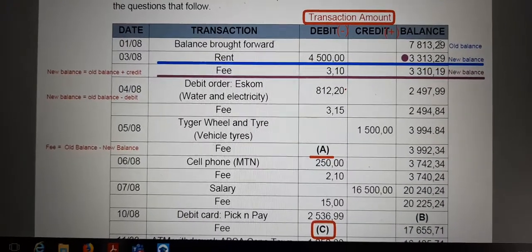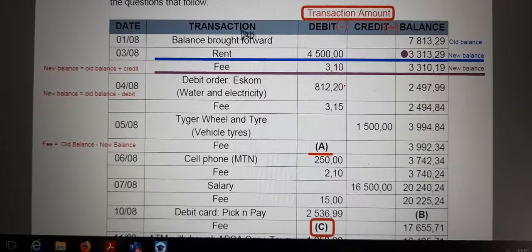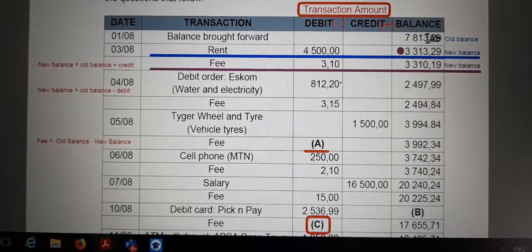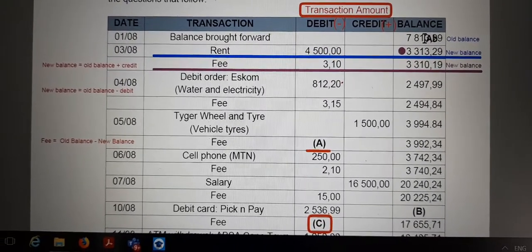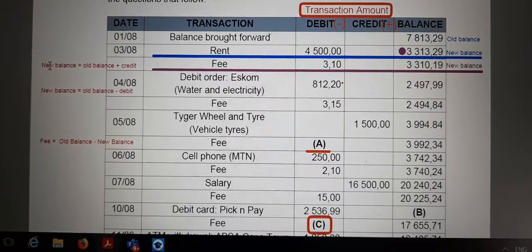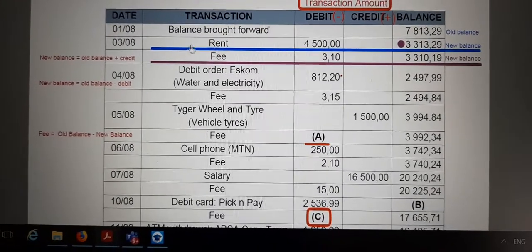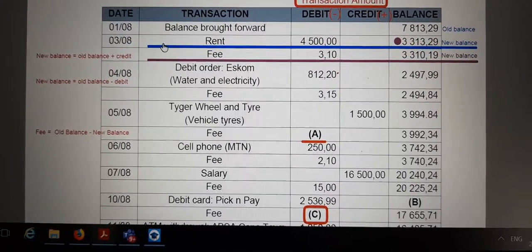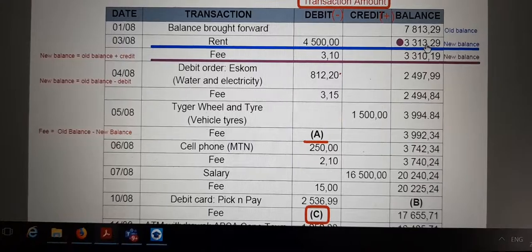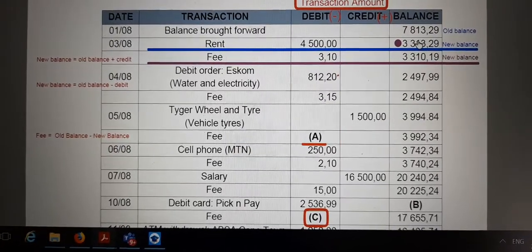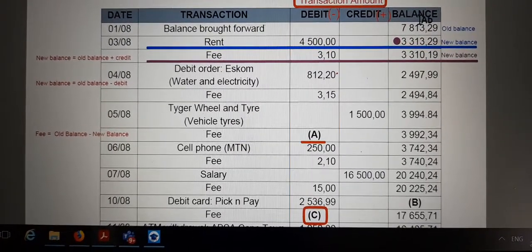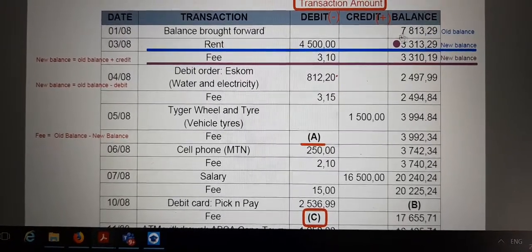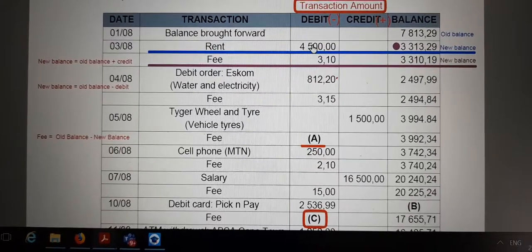Okay, and then the first balance that they give you, the balance brought forward, starts by being the old balance. Now the formulas that you use to calculate the new balance. The new balance is the one that is in the line. So if I underline for this date, this one will be my new balance and on top will be the old balance. Okay, new balance, old balance, and this will be my transaction amount.